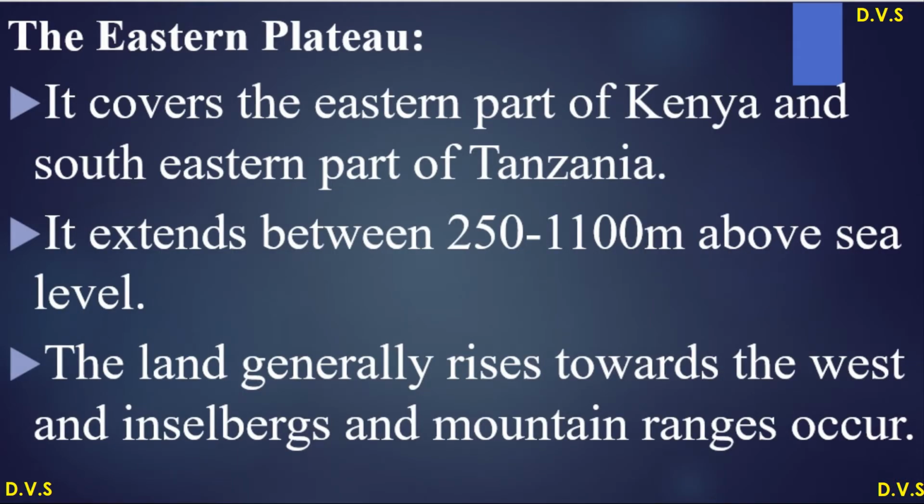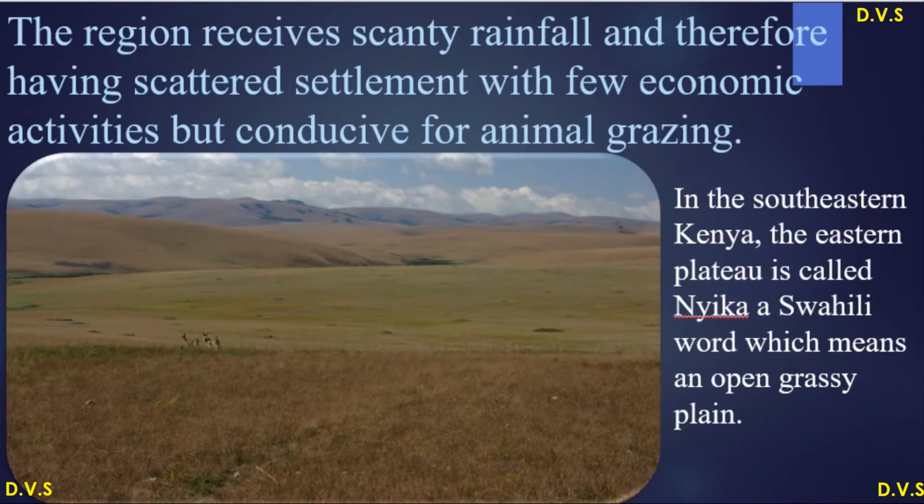Then the next region is the Eastern Plateau. It covers the eastern parts of Kenya and the southeastern parts of Tanzania. It extends between 250 to 1,100 meters above sea level. The land generally rises towards the west, where the Inselbergs and mountain ranges occur. The region receives scanty rainfall and therefore has scattered settlement with few economic activities, but is conducive for animal grazing.